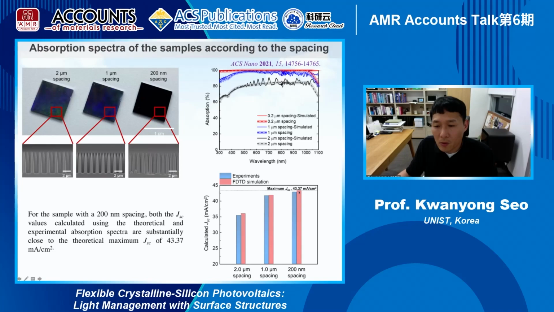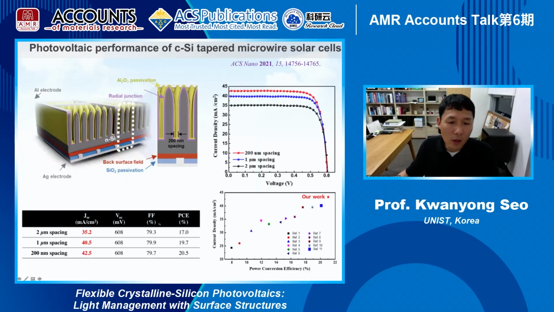current density value is very close to the theoretical maximum current density of 43 in the case of 200 nanometer spacing. We also fabricate the device with the 200 nanometer spacing, and we observe over 42 milliampere per square centimeter. It is a very high value, and it is very close to the theoretical maximum current density. So if we control the spacing, for example, with the 200 nanometer spacing, an almost highest current density solar cell can be realized.